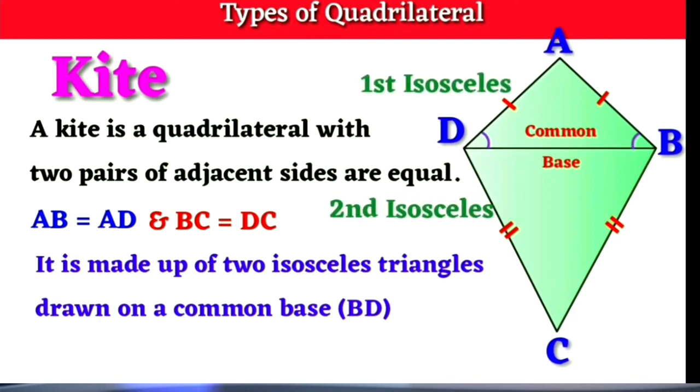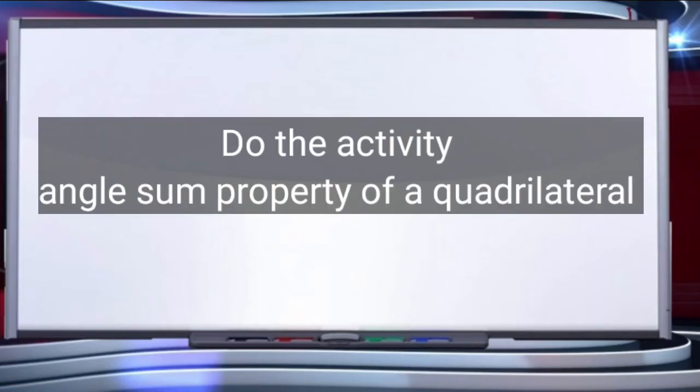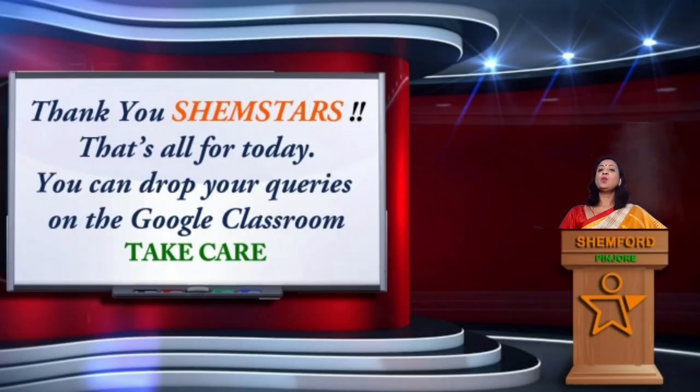Here this one is the first isosceles triangle and this is the second isosceles triangle, and the common base is BD. Students, now you will do the activity in the notebook.